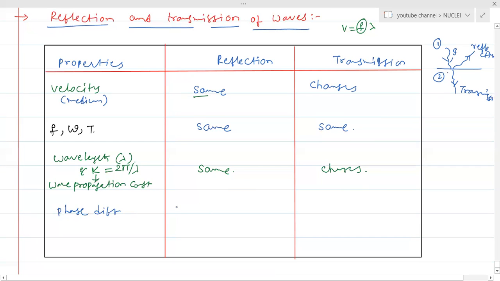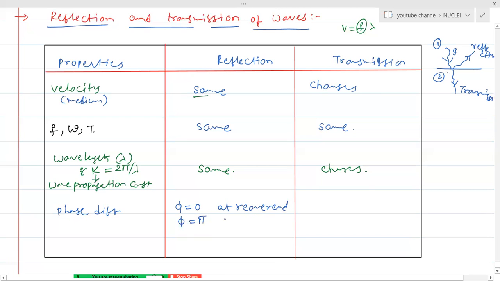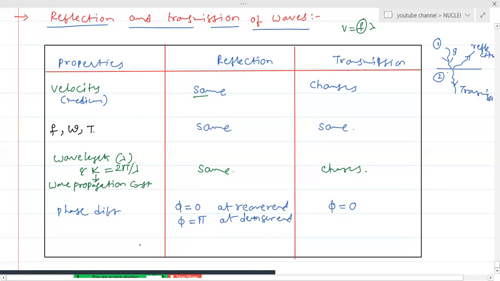So in the case of reflection, we have two conditions. The phase value phi is equal to 0 when the reflection takes place at a rarer end, and it suffers a phase difference of pi when the reflection takes place at the denser end. So we will discuss it later. What do you mean by rarer end? What do you mean by denser? In the case of transmission, there is no phase difference. So in this way, we need to understand the basic properties.